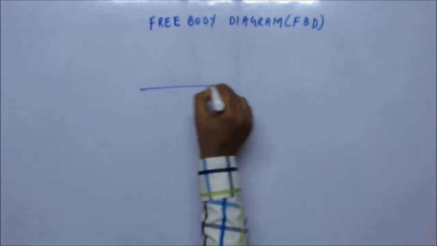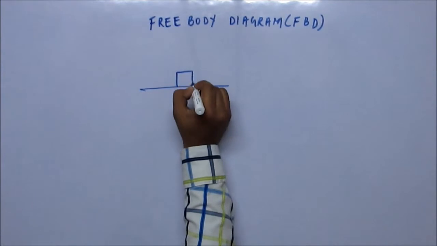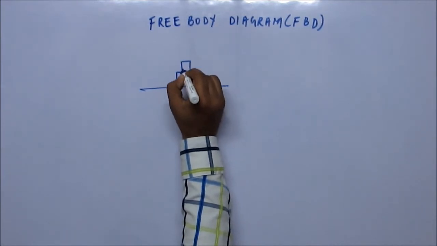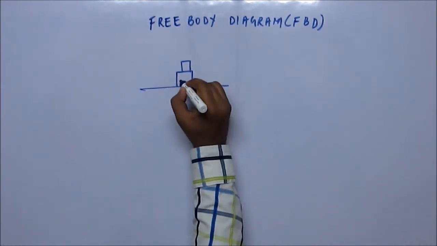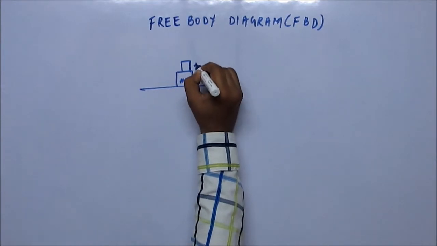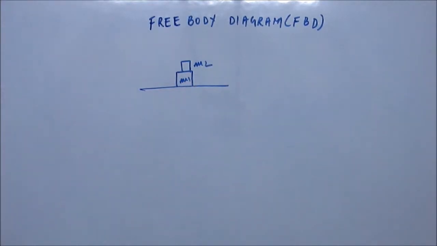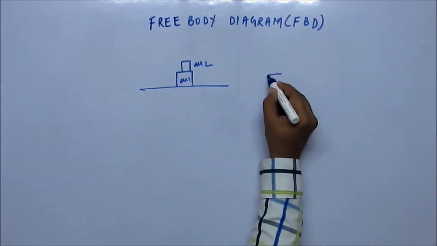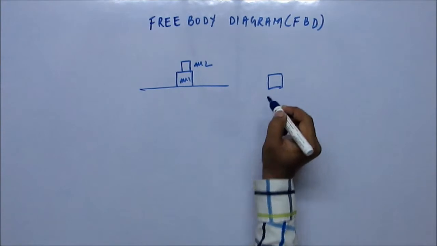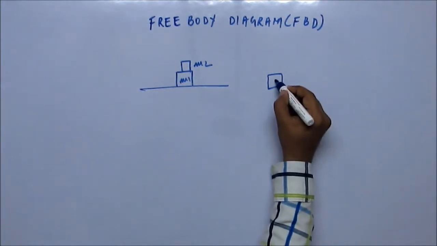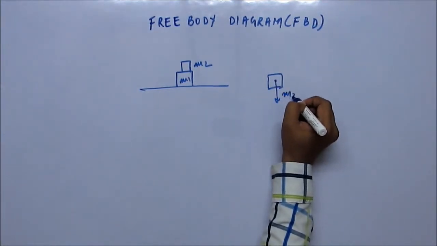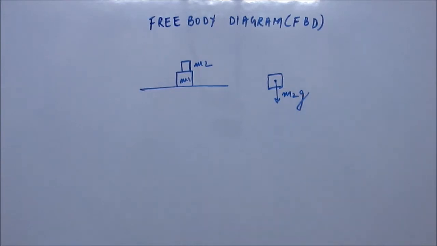So let's draw the free body diagram for this situation. This is m1, this mass is m2. So let's start from m2. We are going to draw the free body diagram of m2, meaning we're going to draw all the force vectors with proper direction acting on m2. One of the forces is m2g, the gravitational force acting downward.